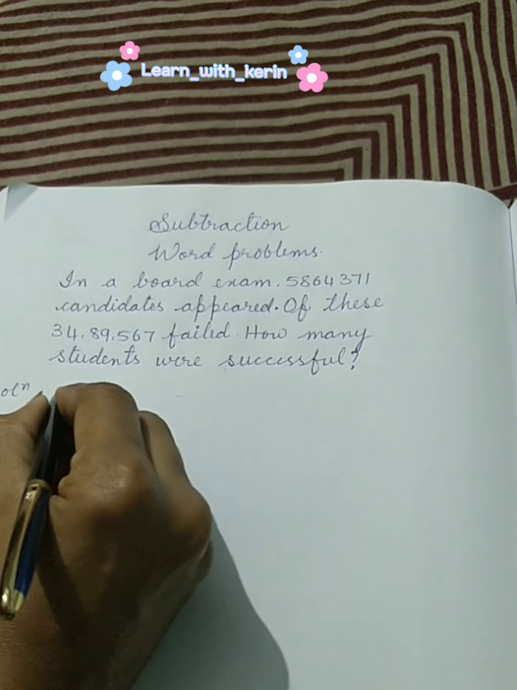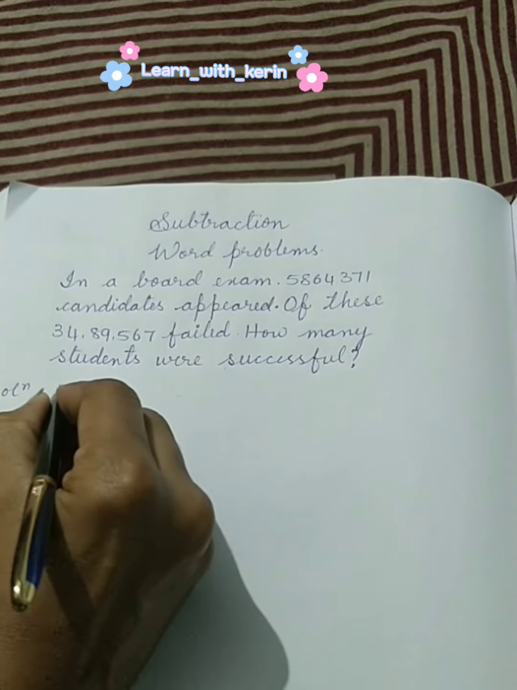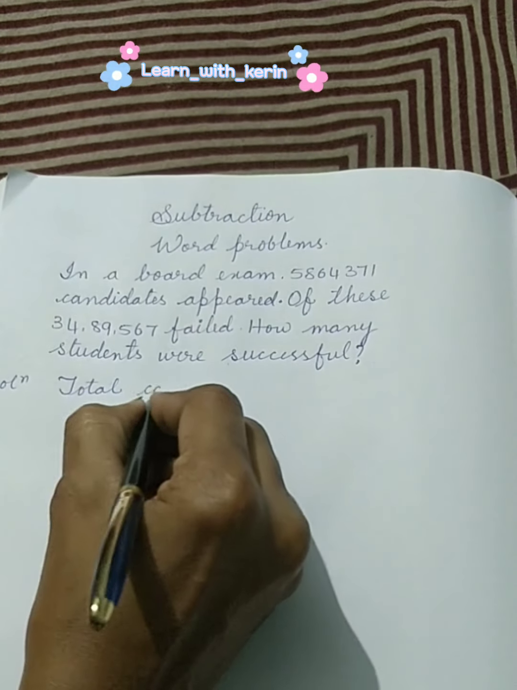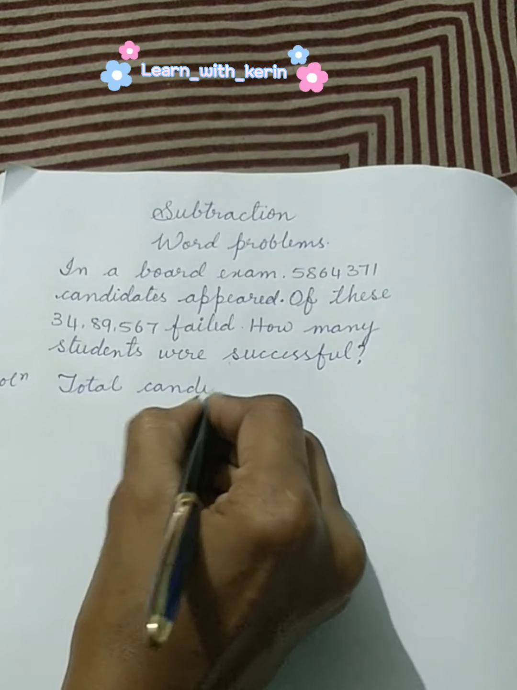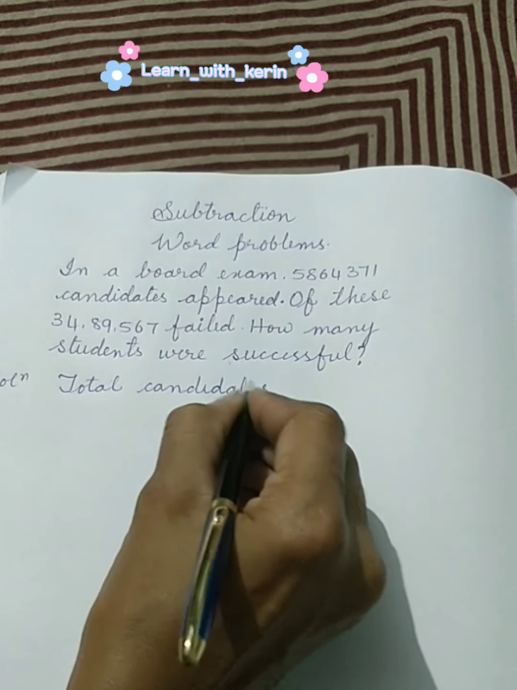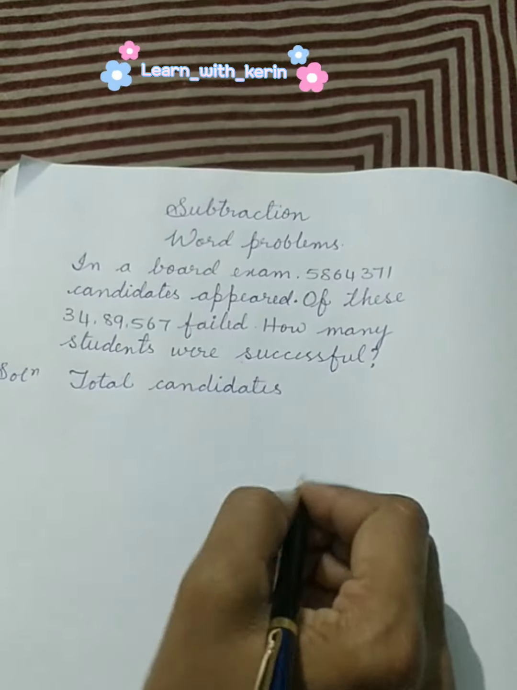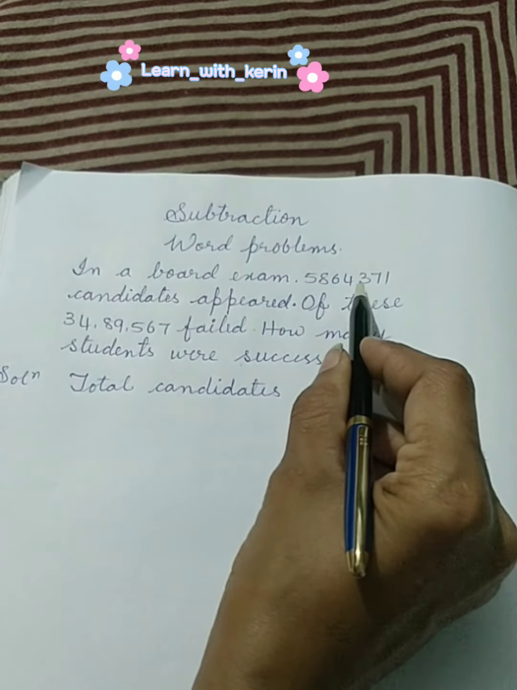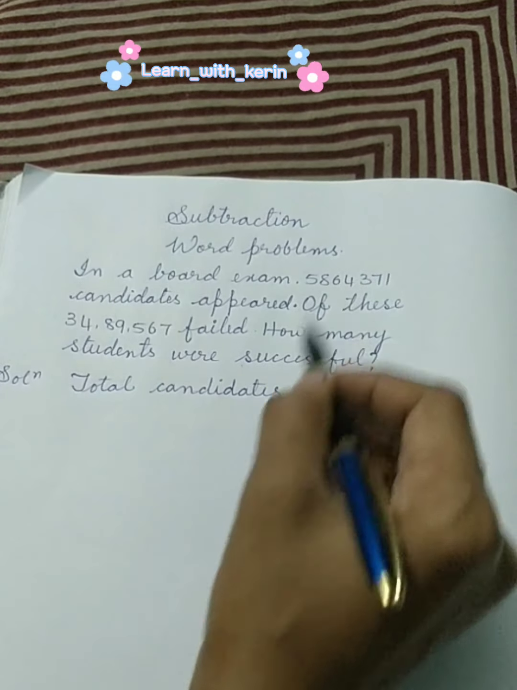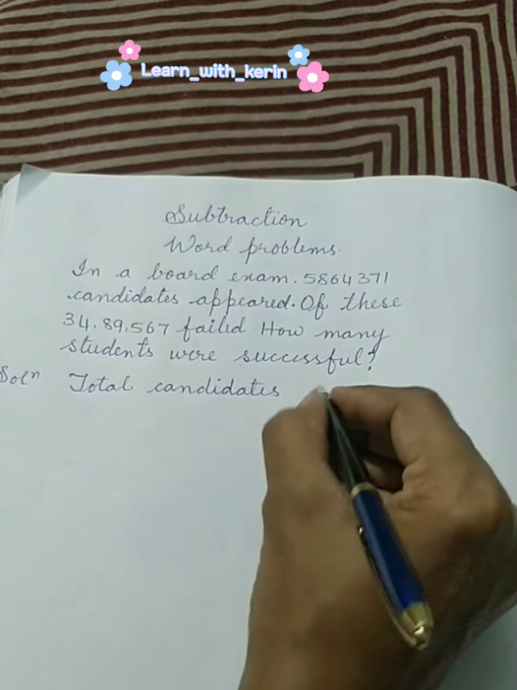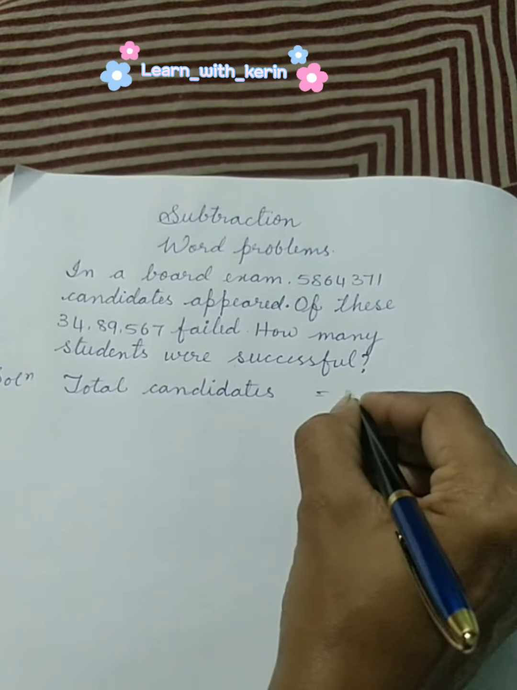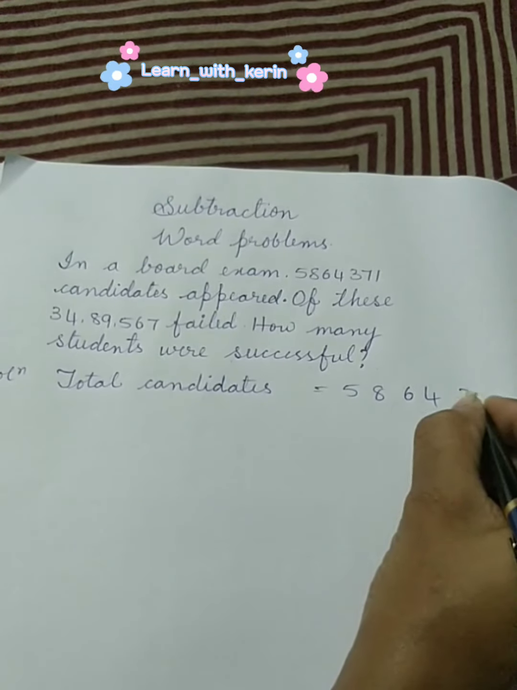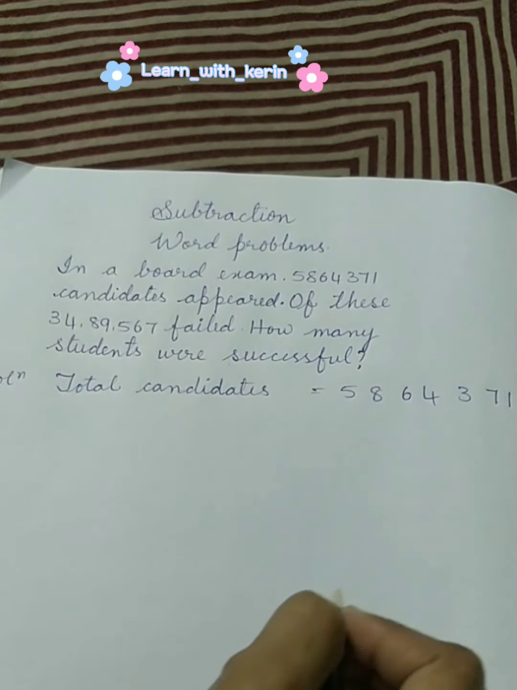Let's write the statements. The first statement would be total candidates. Children, in a subtraction word problem, we have to write the biggest number up. So we have to form the statement of the biggest number first. So total candidates are how many, children? 58,64,371.